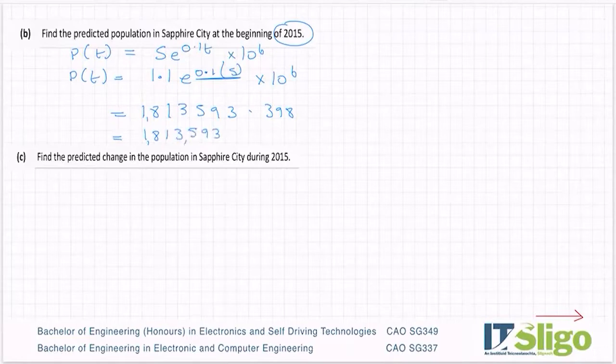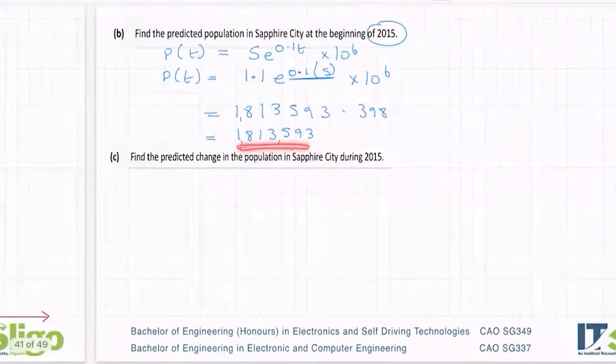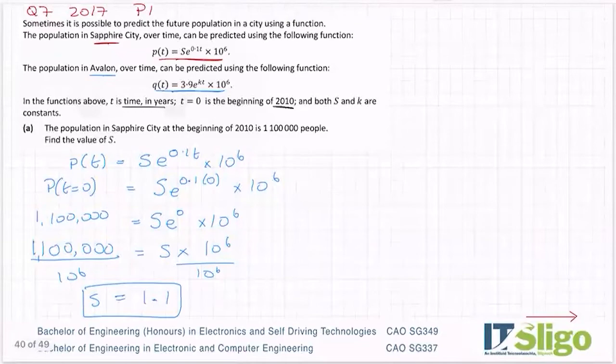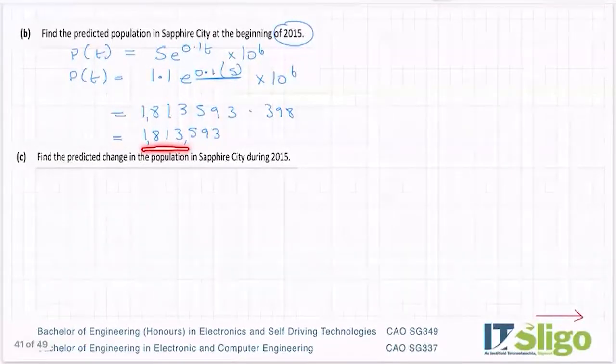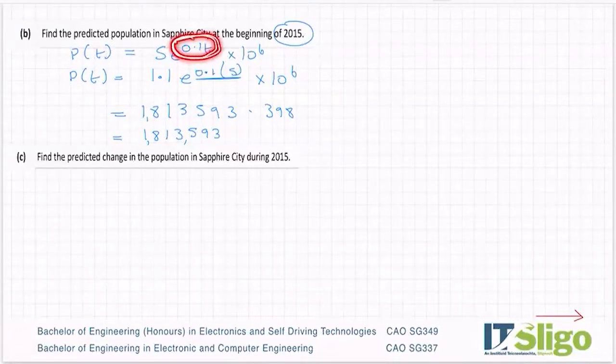Okay, so that was the predicted population in Sapphire City at the beginning of 2015. One thing I am going to do is just compare that number with the 2010 number. What did it tell us? 2010 was 1100, and this is 181. Okay, so it has grown, and I would expect it to grow because the power here is a positive number. So I would expect it to grow over the 5 years.